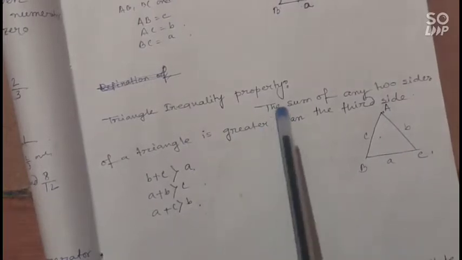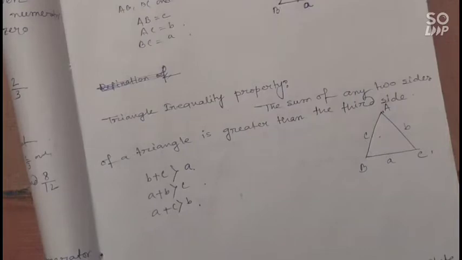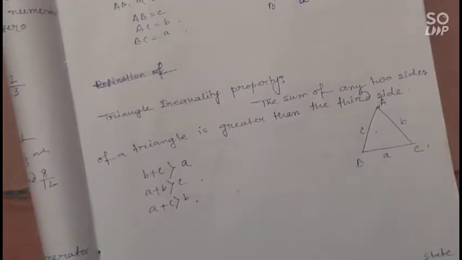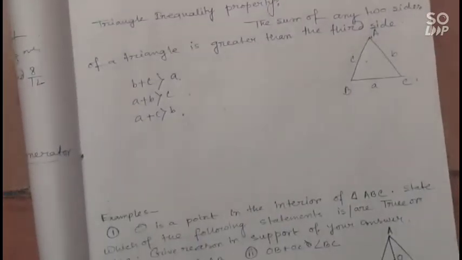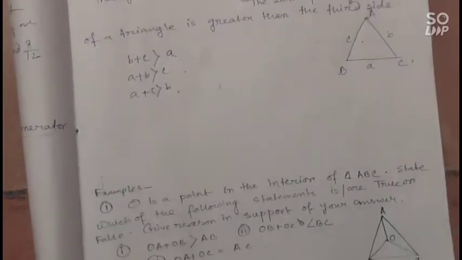Okay, so this is the triangle inequality property. You just have to state this property, you don't need to prove it. This is a very important property of a triangle: the sum of any two sides of a triangle is greater than the third side. Using this property, now we will solve some problems.